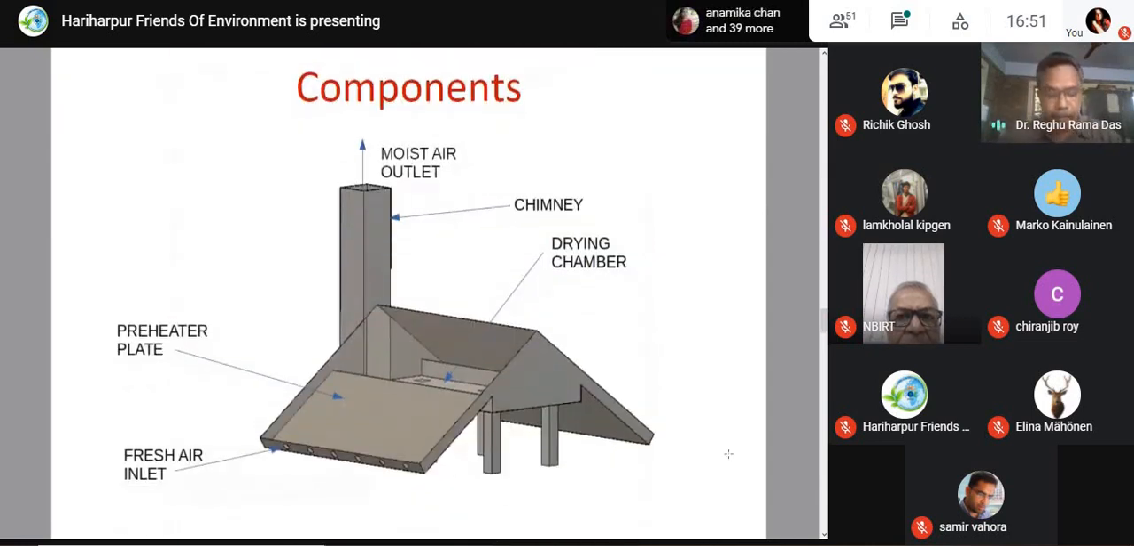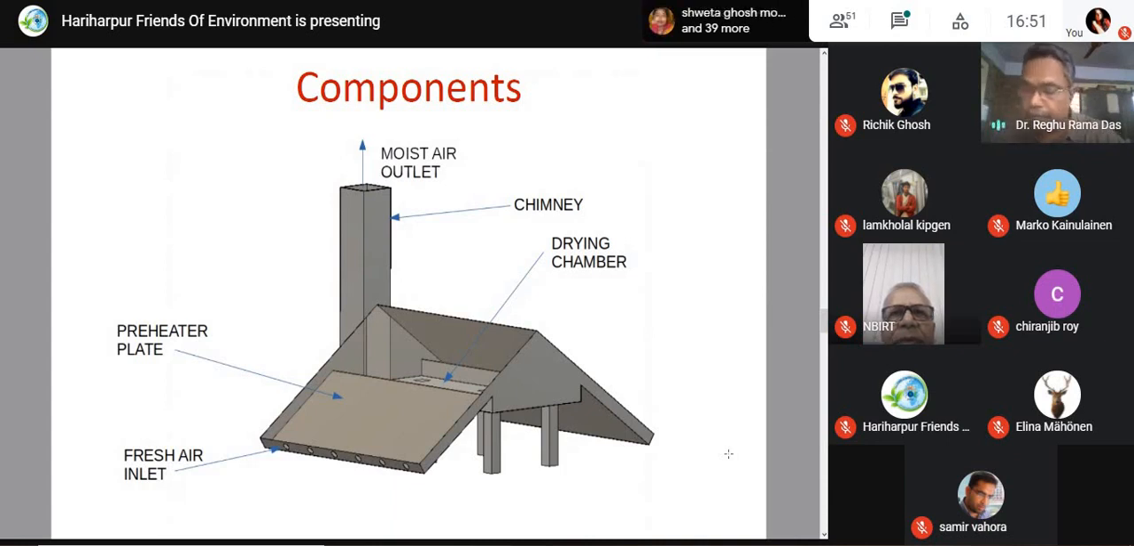I'm now explaining the components of the dryer. The first one is the preheater plate, which is a collector. It heats the air coming through the inlet, that is before entering into the main drying chamber. There is a preheating of the air that is incorporated in this dryer.